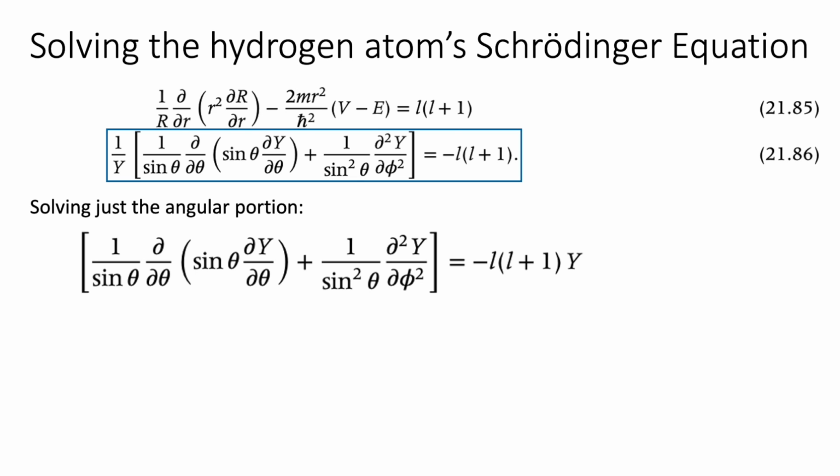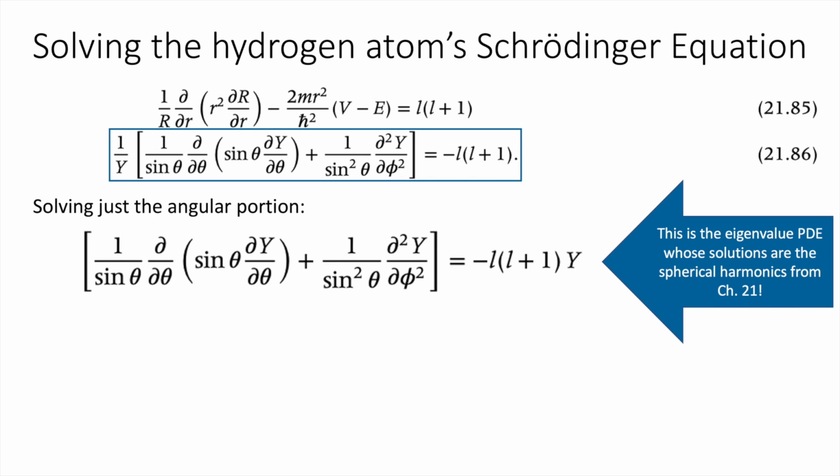Basically, all we've done from 2186, going to the one you see below the blue arrow, is multiply both sides by y. So both sides by y, and then we've got what we see below. And it turns out that in this form, this is actually the eigenvalue partial differential equation whose solutions are the spherical harmonics. And what are spherical harmonics? Well, they're super cool looking, and we're going to talk about them moving forward a little bit.